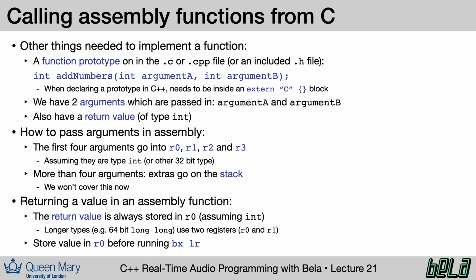To return a value from assembly language is also relatively simple. All we need to do is store the value inside register R0, assuming it's of type int, and then return using BXLR. If we had a longer type, like long, we might split it across registers R0 and R1.